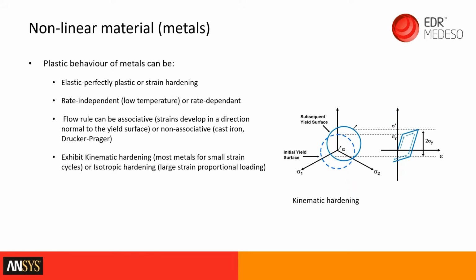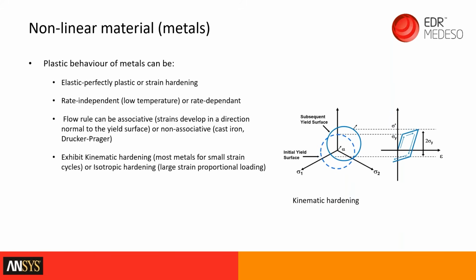You also have the concept of hardening, and most metals exhibit what we call either kinematic hardening or isotropic hardening. So small strain, generally kinematic hardening, isotropic hardening for large strain. And these rules dictate how the metal behaves once you've strained it into the plastic region, and then you cycle the load from tensile to compressive loading.